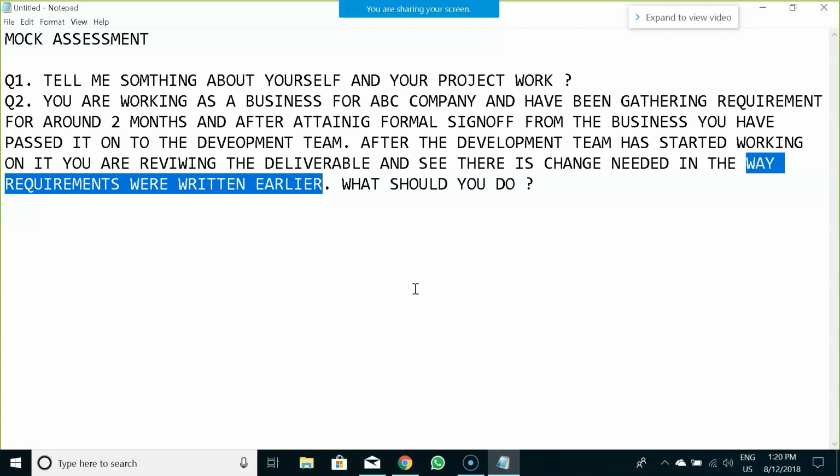Okay. So see, if you read the question, it is very subjective in nature. And the circumstances and situation would be different for everyone in their particular project. So essentially, when we observe such a situation wherein you spend 2 months gathering the requirement, and after obtaining the official approval from the business stakeholder, you pass it on to the development team. Now, for some reason, the development team is unable to comprehend the set of requirements that you have produced for them. So essentially, as a business analyst, there is a lesson to learn over here.